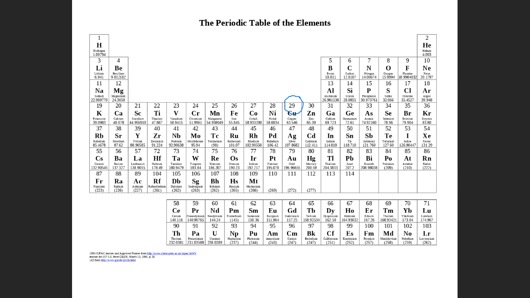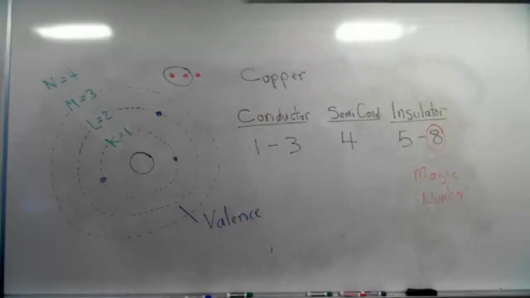It's going to have 29 electrons. So that's the first step in solving the problem. Get your periodic table, find the element of interest, figure out the number of protons, and assume you start with a neutral atom. In that case, the number of protons and the number of electrons will be equal. So now we know we have in copper 29 electrons.